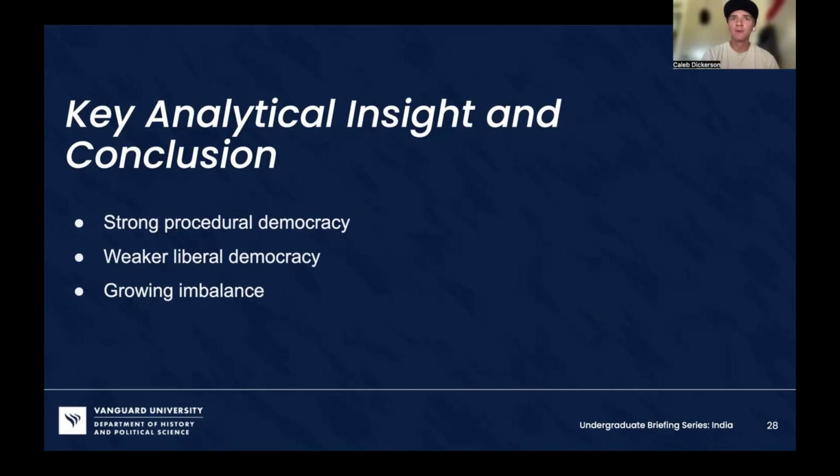So overall, India remains a functioning democracy, but it is under increasing strain. There's a growing gap between strong institutions on paper and how they operate in practice. This makes India an important case for understanding how modern democracies can persist while still facing internal challenges.